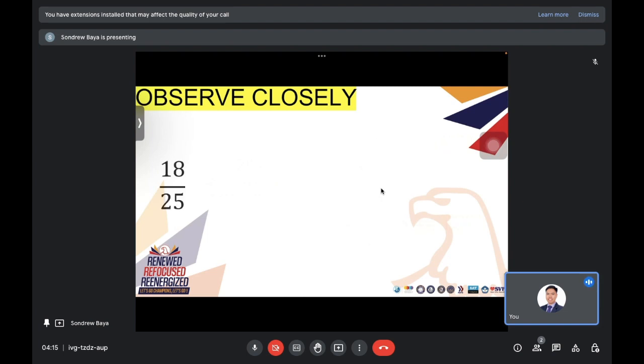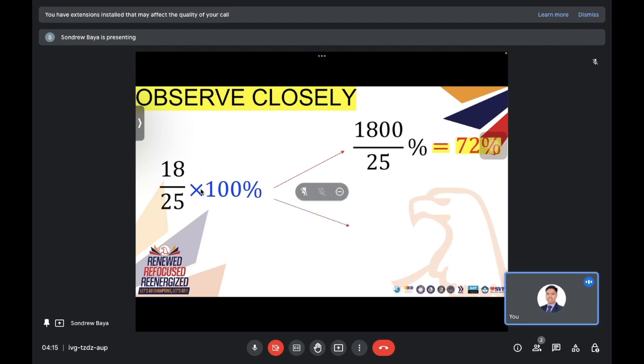Lastly, 18 over 25. Okay, so you choose which one you would want to go for. First method, you multiply first the numerator and the 100, and then you divide. That gives us 72%. How about the other way? Other way is divide or simplify 100 by 25 first. Then this gives us 4, and that's the time you multiply 4 and 18. All right? And you'll get the same answer, 72%. And that's how to convert fraction into percentage.